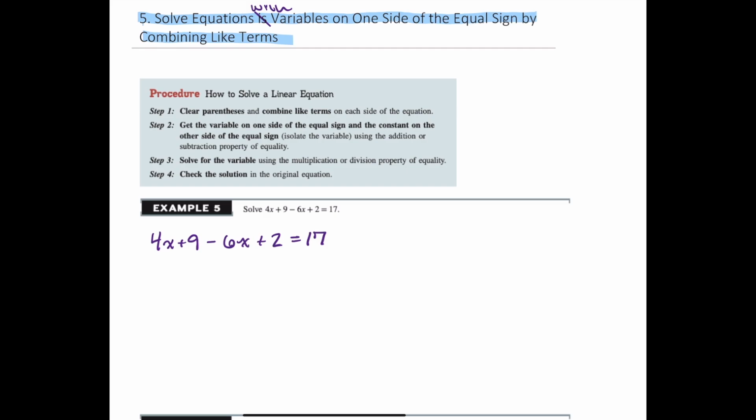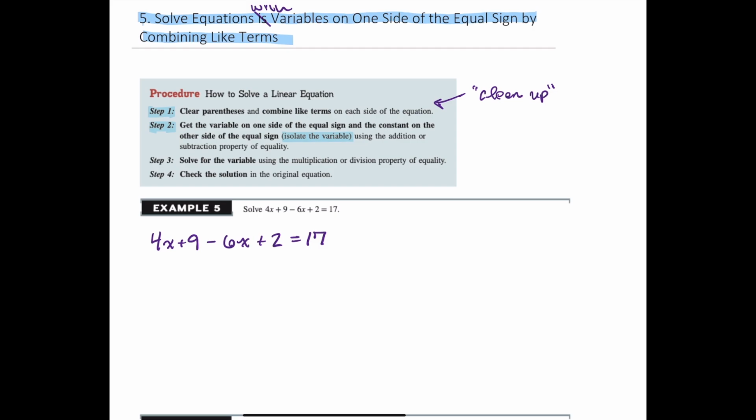So definitely more complicated than what we've seen. So it gives us a list of procedures. So sort of like a game plan. Step 1, it says to clear parentheses and combine like terms on each side of the equation. To me, I call this cleaning up the equation. Step 2, they say get the variable on one side of the equal sign and the constant on the other side of the equal sign, aka isolating the variable.